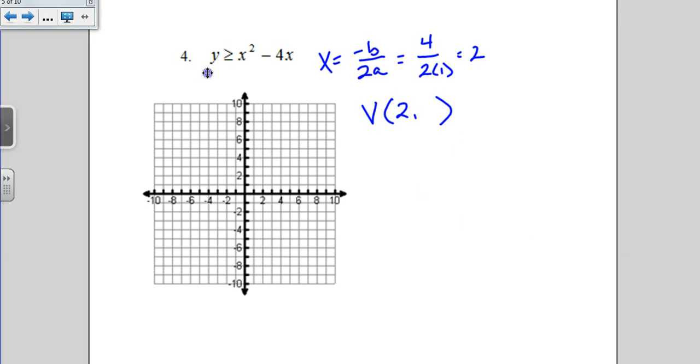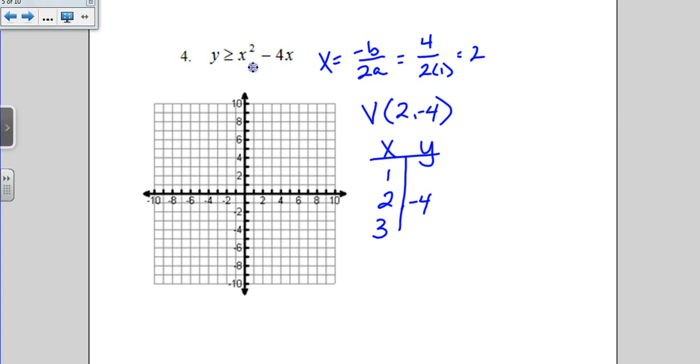And then remember to find the y value, you take that 2 and plug it back into the original equation. So 2 squared minus 4 times 2. So 2 squared is 4, minus 8 is negative 4. And again, this might not be the quickest way for you to do this. If you have a graphing utility at your disposal and you would like to use it, by all means, go ahead.